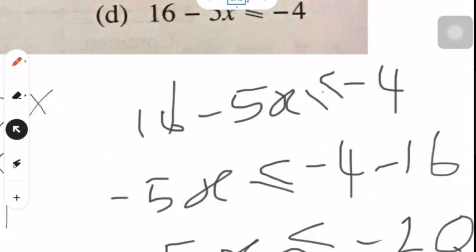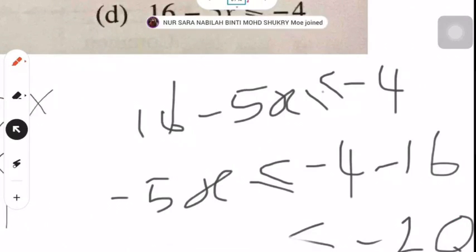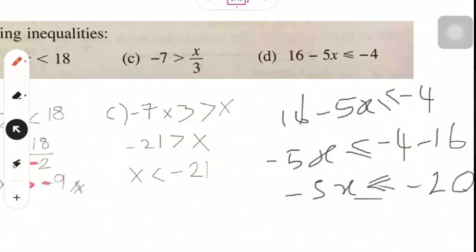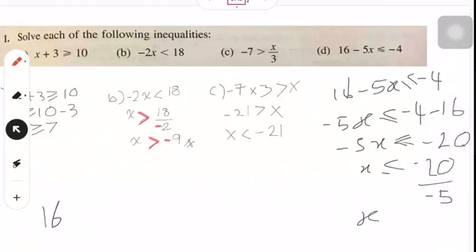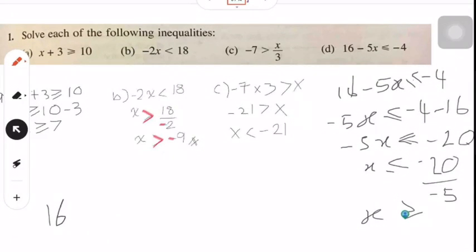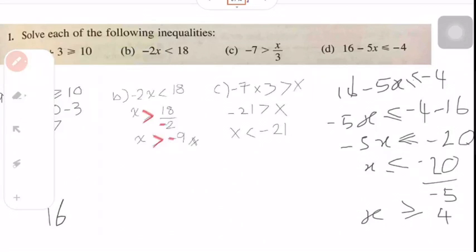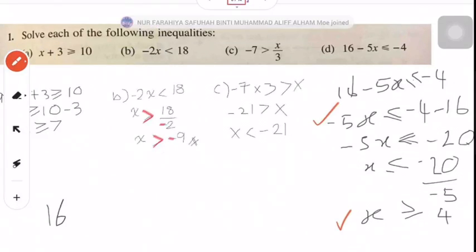Okay, cikgu resize kejap ya. Okay, teacher. Kejap, because it's too. So. Okay, kelas. Izzati buat jawapan akhir dia betul. Correct. For the last answer, correct. But for the working, sini okay, correct. Negative 4 minus 16. And so negative 5x is less than equals to negative 20.